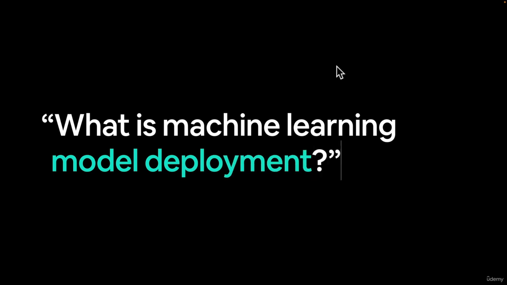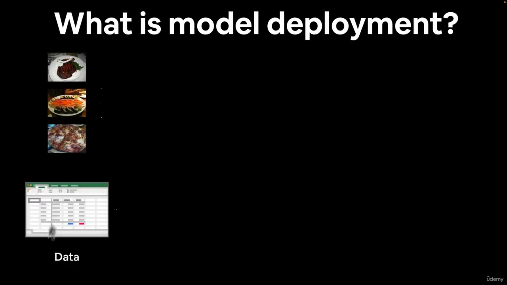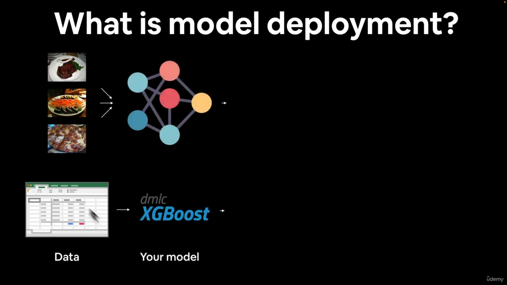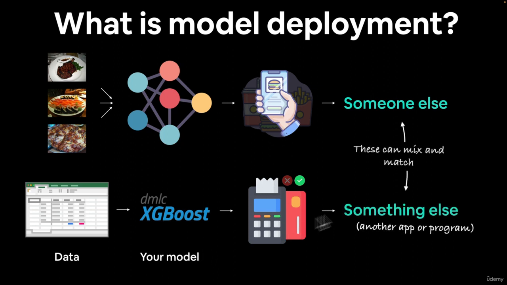So let's jump back. Now let's answer the question, hey? What is machine learning model deployment? Well, I define machine learning model deployment as making your machine learning model available to someone or something else. Now, what does this mean? Making your machine learning model available to someone or something else. So let's see an example, hey? Let's say we had some data, various kinds of input, such as rows and columns or images, and we passed it to some kind of model here. Then we have some sort of outcome, and we have someone else or something else.